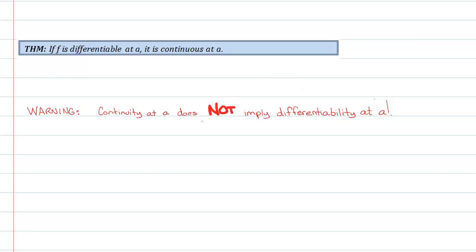As a simple example, you could take the shifted absolute value function, or any absolute value function, honestly, is a great example, but I'm just shifting it so you can kind of see. At x equals A, you could easily see that this function is continuous because to draw it, I would not actually have to lift my pen. However, this is definitely not differentiable at A.